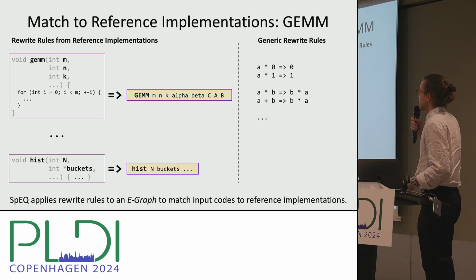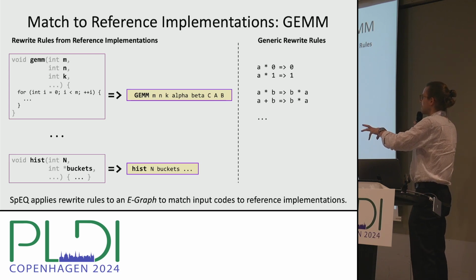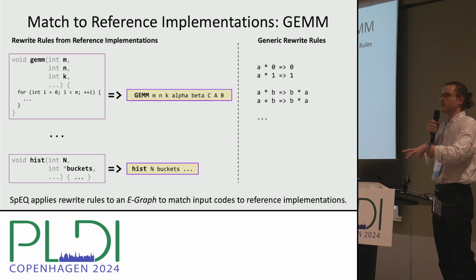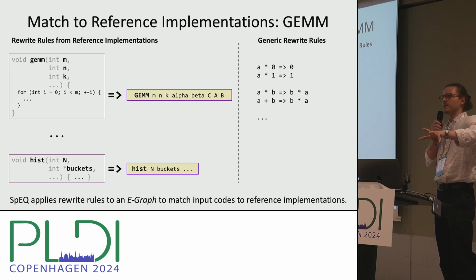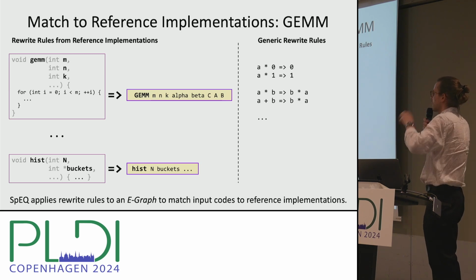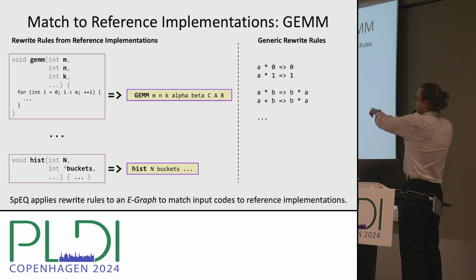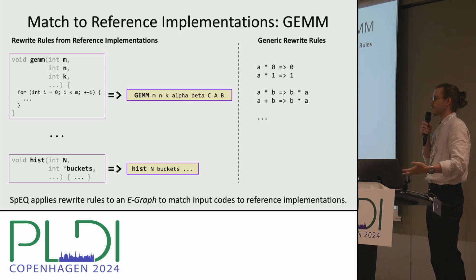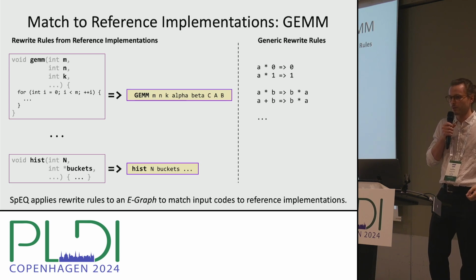And the idea is that we take these reference implementations and we turn them into rewrite rules, so that we can ideally take the input code and rewrite it directly into a function symbol with the same name as the reference implementation. That's how we recognize, okay, this is equivalent to the reference implementation.